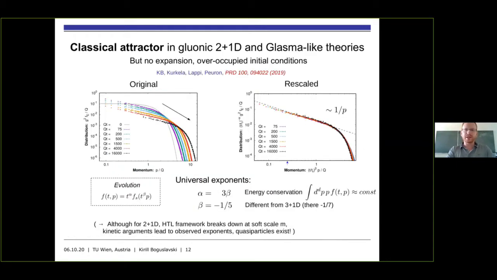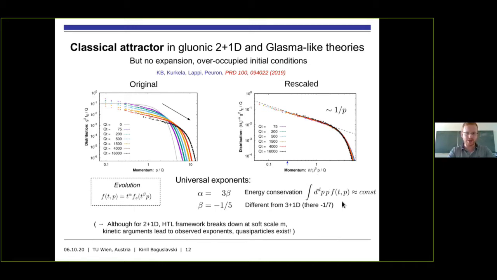Now, let us have a look at a different example, which is of course connected to the other one: a 2+1 dimensional gluonic plasma, or non-abelian plasma. Here we have no expansion and we have overoccupied initial conditions, but otherwise you could understand it as a model of those Glasma simulations, which are 2+1 dimensional, but just at later times when your longitudinal pressure is positive already. At different times, you again see those different curves. The occupation number, the distribution function, becomes smaller. However, the typical momentum moves to the right, to higher momenta.